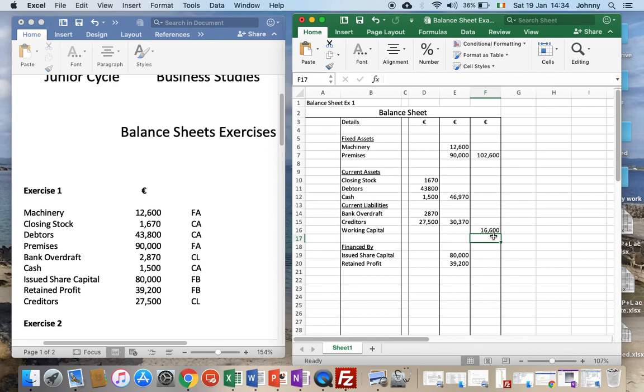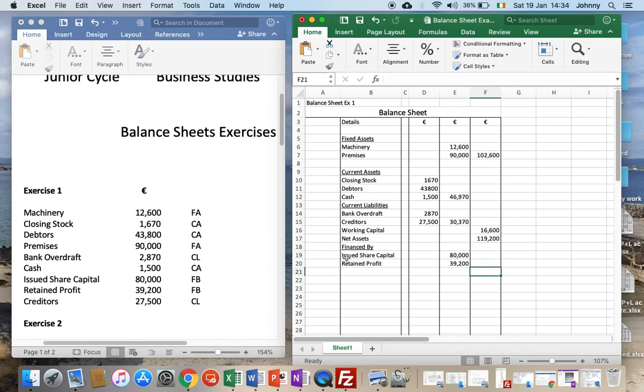So this is the cash we have to play around with, the 16,600, plus all the money invested long term. When we add these together, we call it net assets. I'm going to add this together. So we got 16,600 plus the fixed assets 102,600. So this business is worth 119,200.